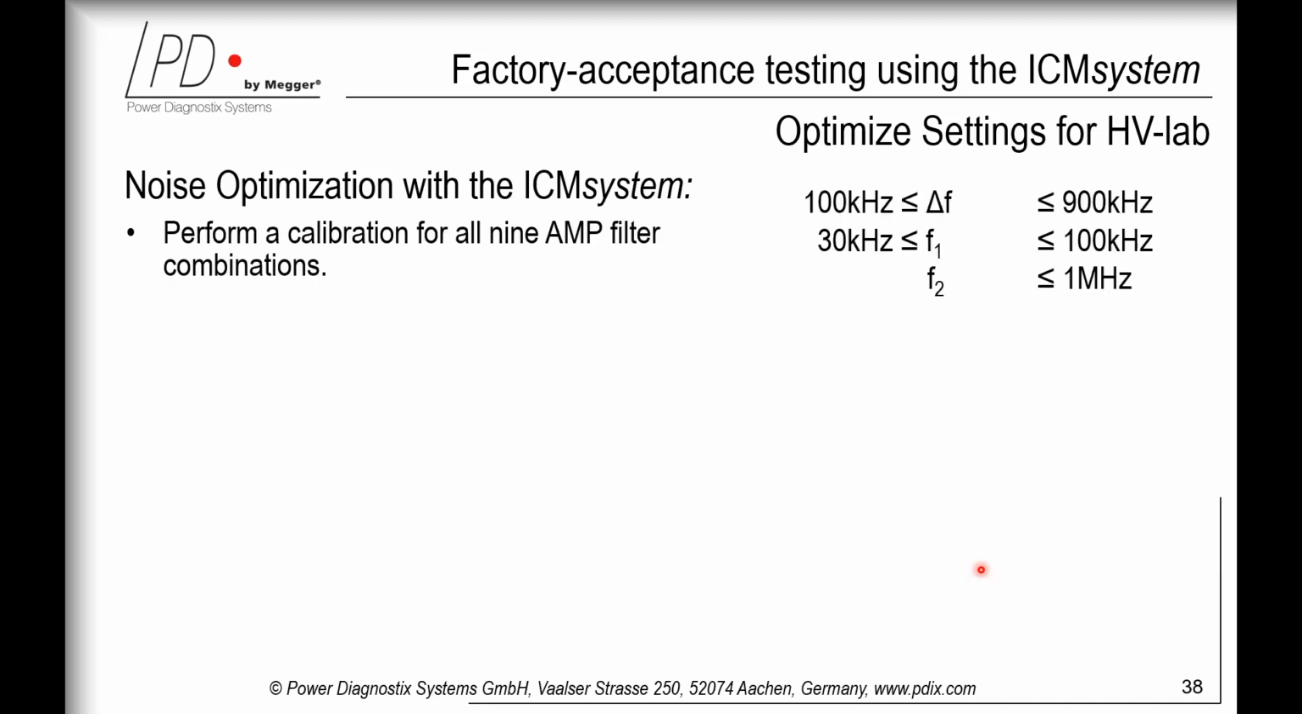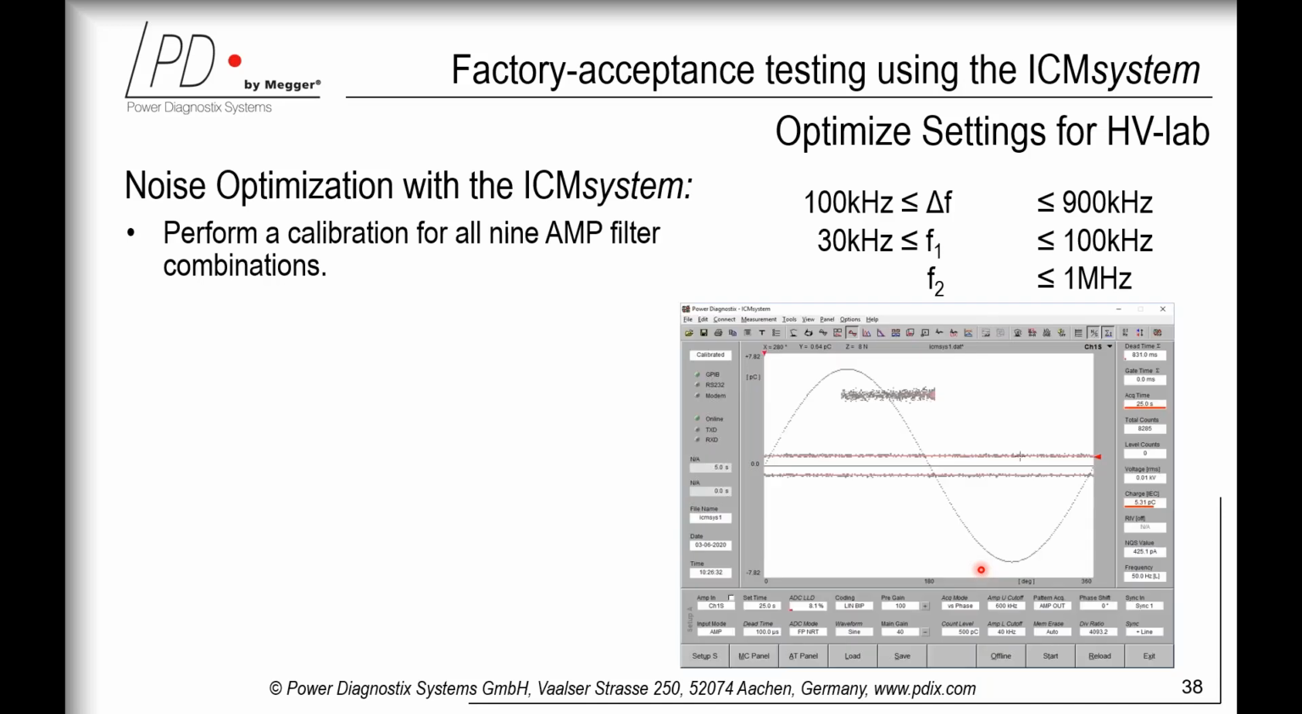So how do you do the noise optimization? To optimize the signal to noise ratio, you now do a calibration for all 9 available filter combinations. With the 2015 amendment of the IEC 60270, all of them are compliant to the standard. So here you see a calibration done from 40 to 600. While the PD pulse is here, the noise floor is somewhere roughly here, so 0.65 picocoulombs.